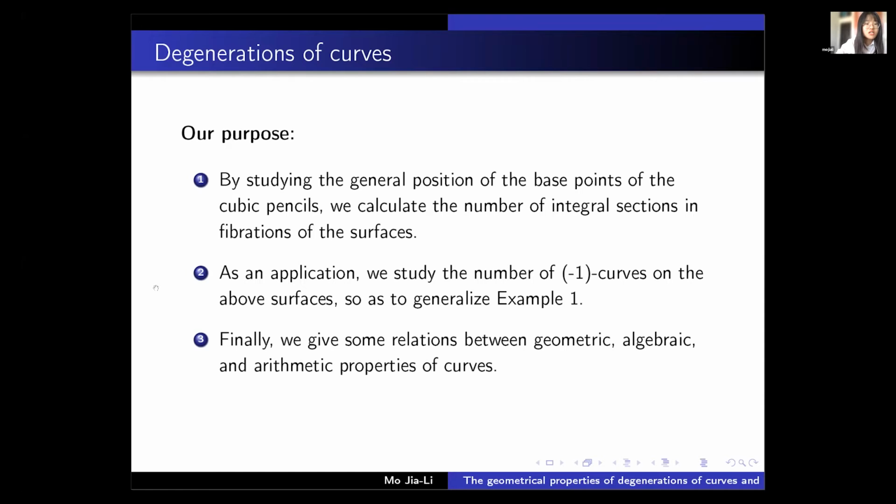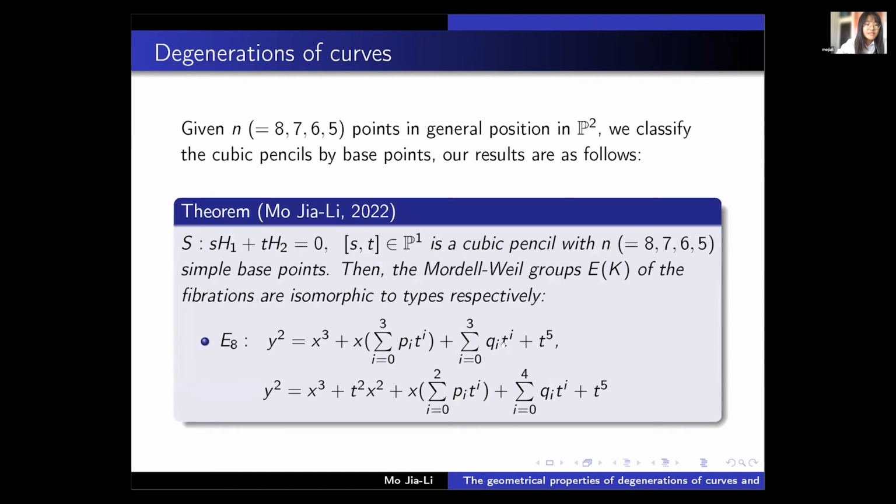In the section about degenerations of curves, here are my new results and new proof method in 2022. This is a new result. Given n points in general position in P2, we classify the cubic pencil by base points. Our results are as follows. A cubic pencil is a cubic pencil with n simple base points, where n is equal to 8, 7, 6, 5.